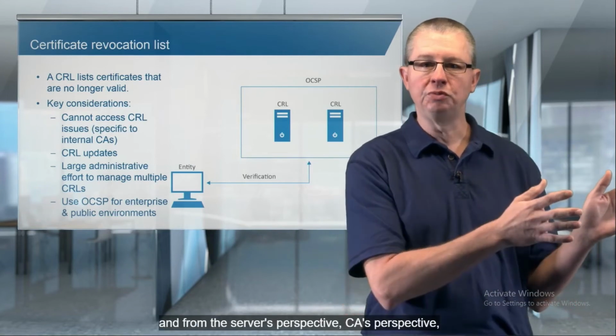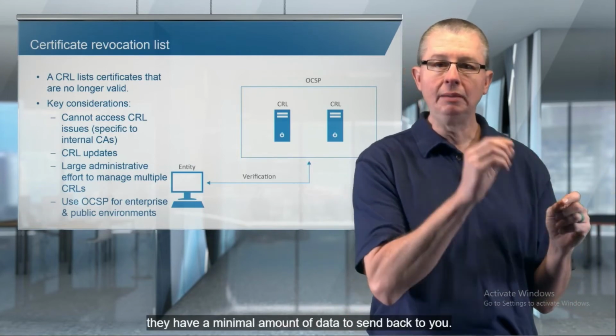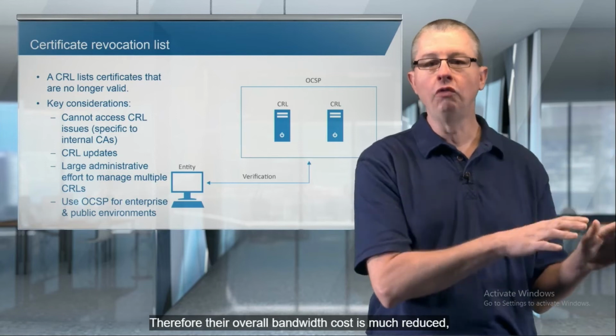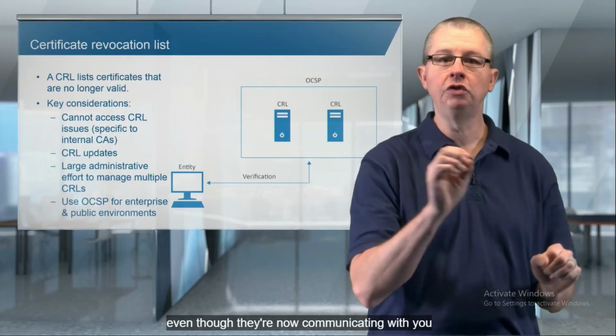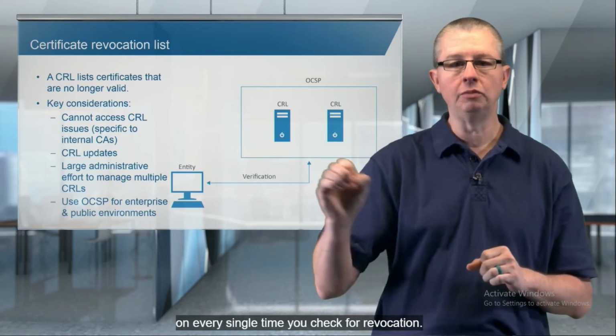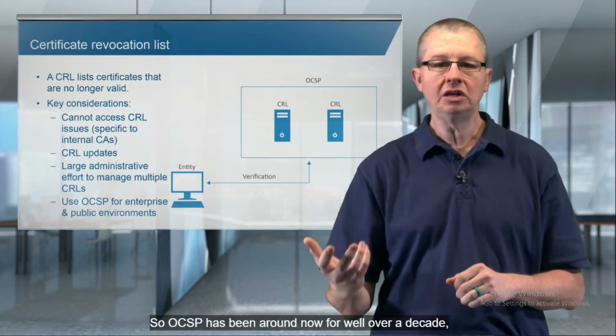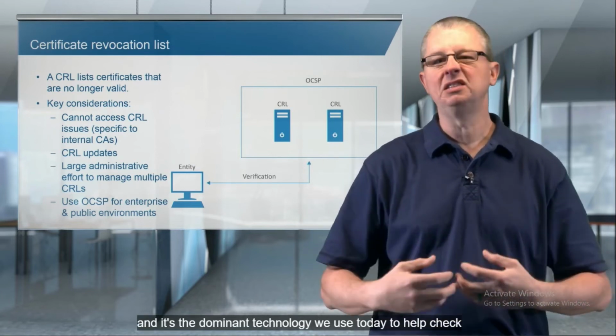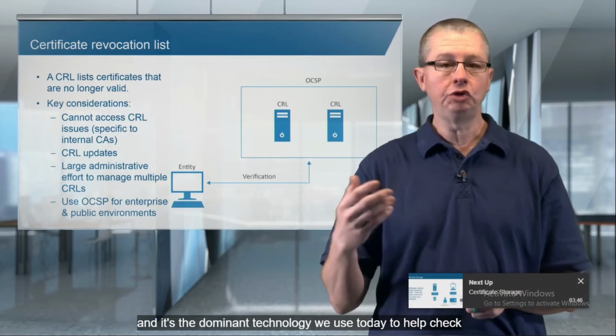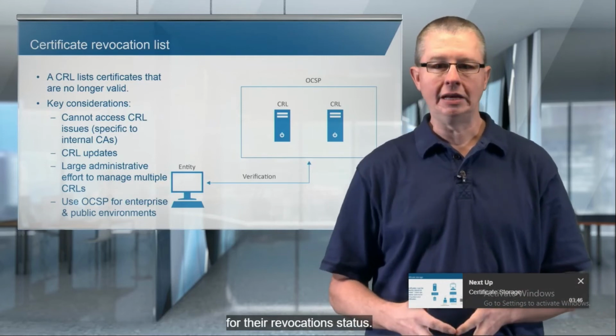And from the server's perspective, the CA's perspective, they have a minimal amount of data to send back to you. Therefore, their overall bandwidth cost is much reduced, even though they're now communicating with you every single time you check for revocation. So OCSP has been around now for well over a decade, and it's the dominant technology we use today to help check for revocation status.